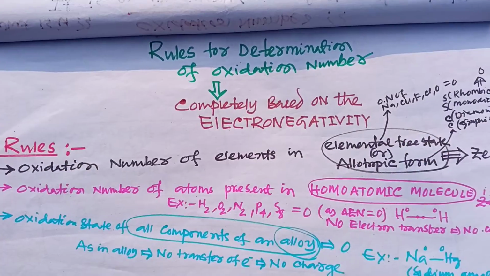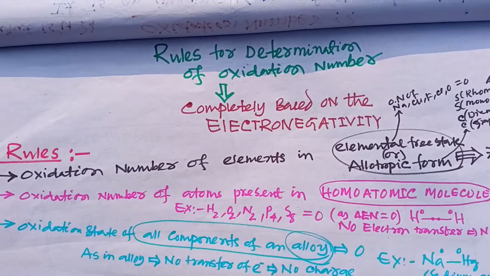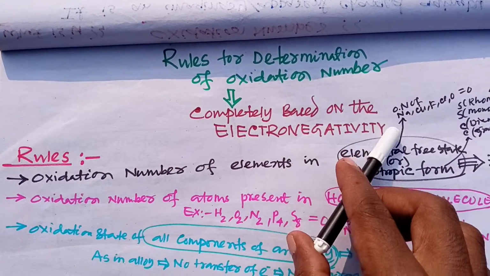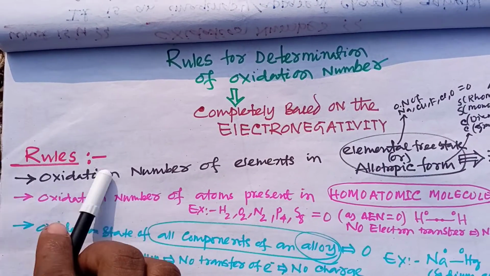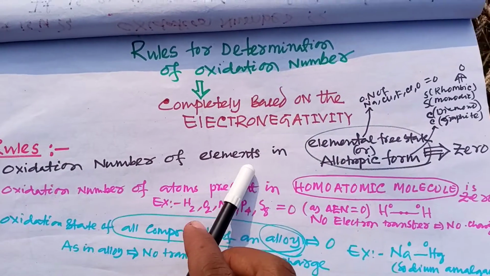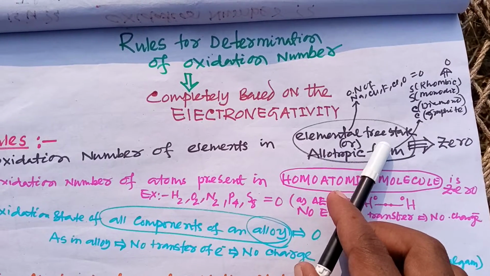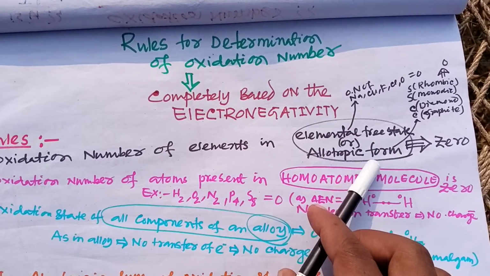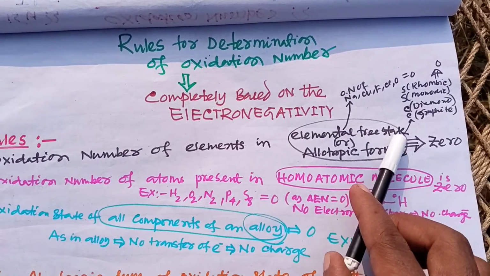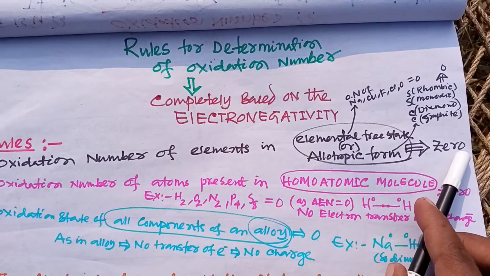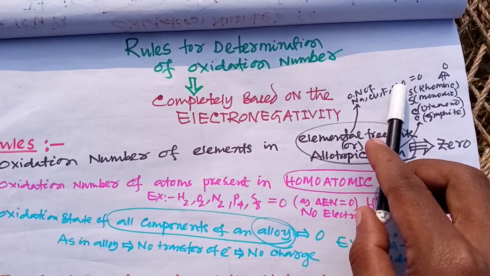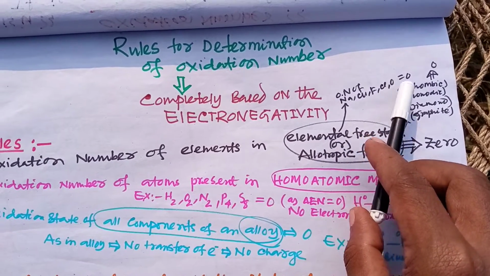So there are certain rules to determine the oxidation number, and this determination is completely based on electronegativity. Let's see them one by one. The oxidation number of an element in its elemental free state or in allotropic form is 0. The oxidation number of sodium, copper, fluorine, chlorine, any atom in its free state is 0.